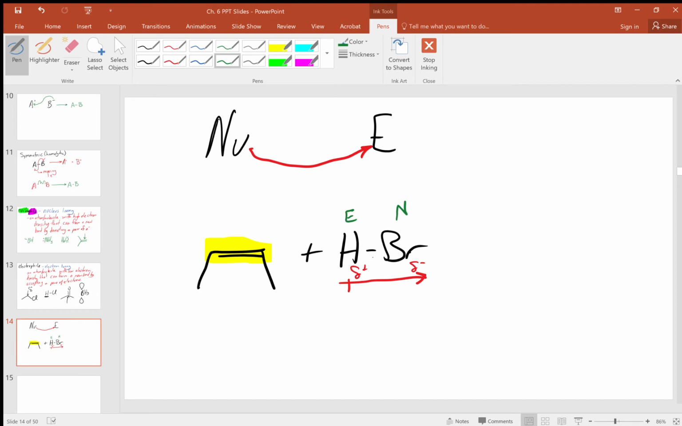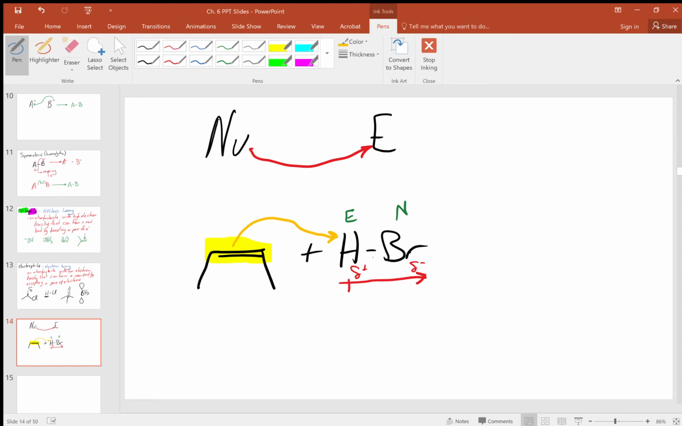Well, in this case, we know it has to be the alkene. And the reason that we know that is actually fairly straightforward. If the bromine was going to be the nucleophile, well, it's already attached to the hydrogen, which is our only electrophile in this reaction. So it couldn't really react with the hydrogen because they're already bonded. So that leaves the alkene as the nucleophile. So the nucleophile attacks the electrophile. And so we're going to get a new bond formed between the carbon and the hydrogen.